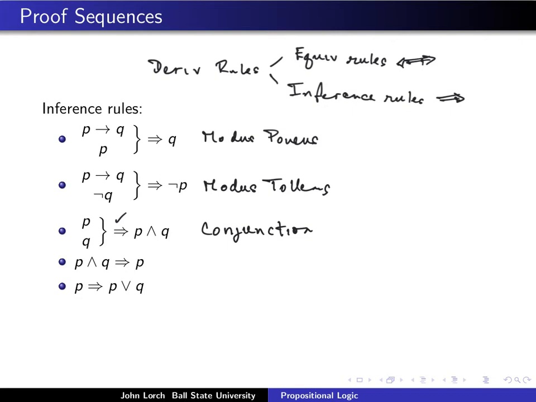And if we have P and Q, then of course we have P. This is called simplification. And the final one: if we have P, then we have P or Q. That's called addition.